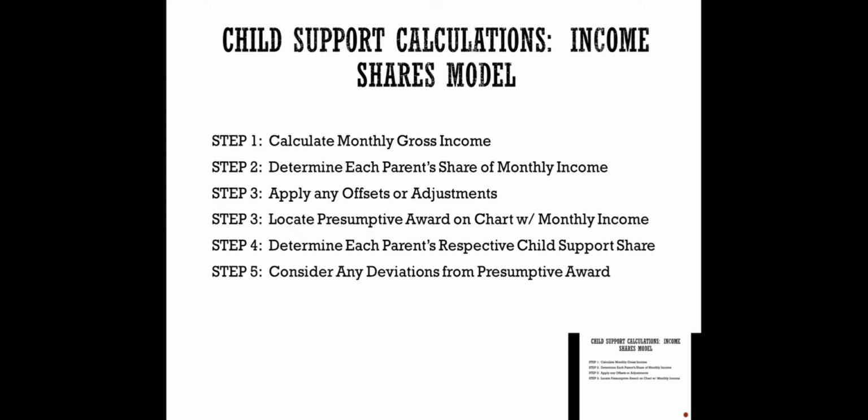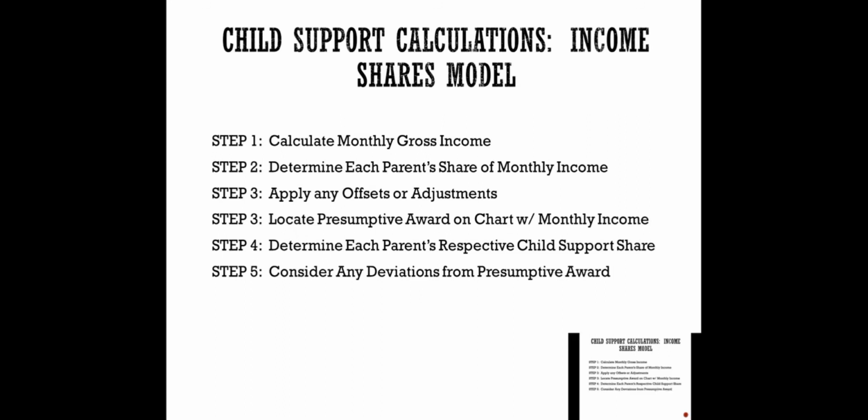Then we're going to use a chart, and every single one of us is going to come to the same number on that chart once we look up our monthly income for the number of children, and the answer wherever you are in your state will be the same. Then we will reapply those percentages. So if one parent makes 70% and the other makes 30%, then the 70% parent will pay 70% of the respective child support share and the other 30%.